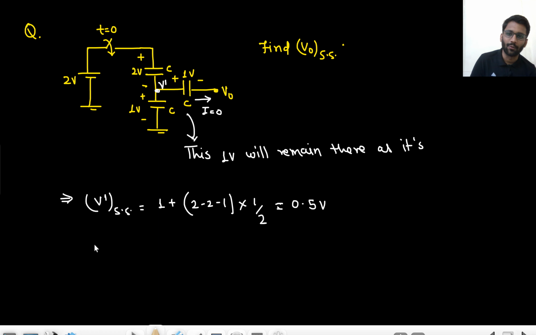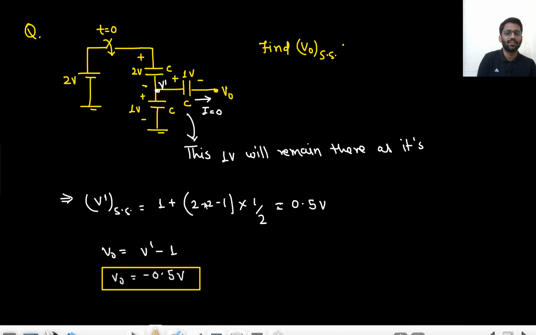Okay, 0.5 volt. And what is V0? V0 is V dash minus 1. That means it will be minus 0.5 volt. So this is my answer. And steady state would be reached immediately because there is no resistance involved. So everything will be immediate, right? So 2 minus 2 minus 1 will be divided between two capacitors. This concept I have already taught you in switched capacitor, right? How to write the potential. Initial potential, then just see the complete potential in the circuit. The complete potential in the circuit is 2 minus 2 minus 1, that is minus 1. Minus 1 will be divided between two capacitors, C and C. So minus 1 into 1 by 2. So basically 0.5 volt. Now here I am having 0.5 volt and this 1 volt will remain there as it is. So 0.5 minus 1, that is minus 0.5 voltage.